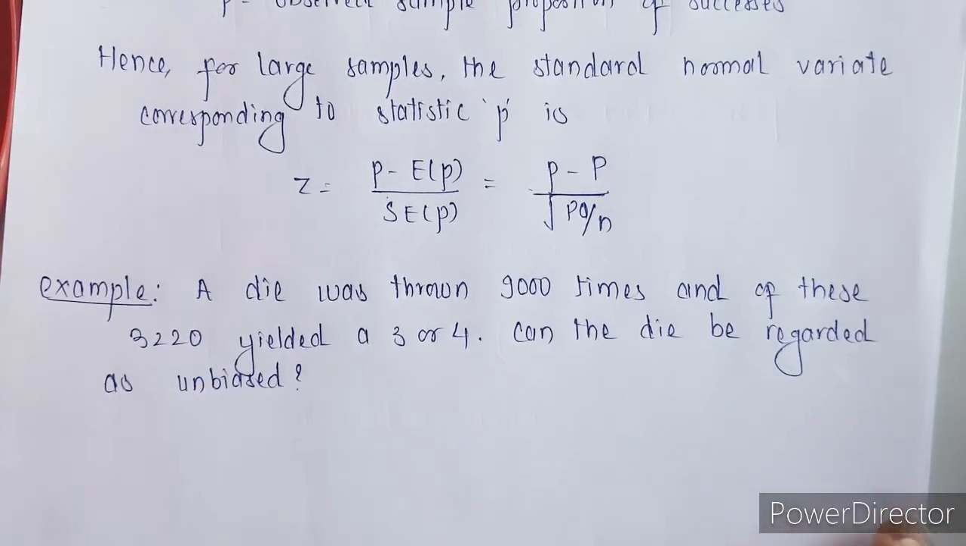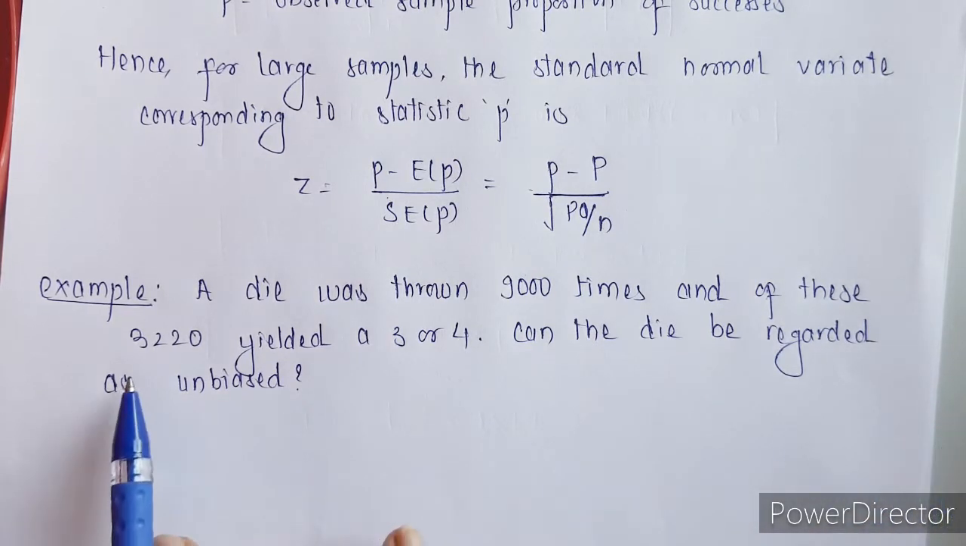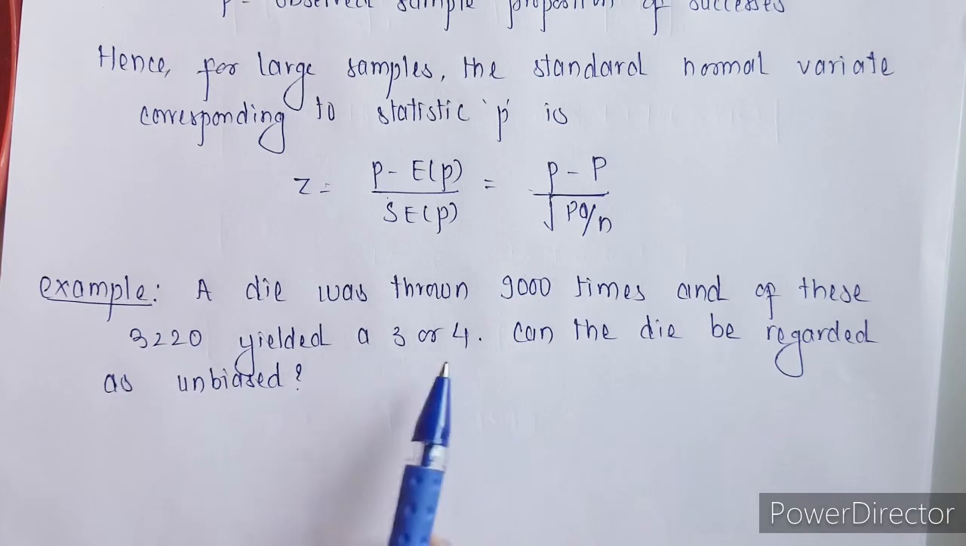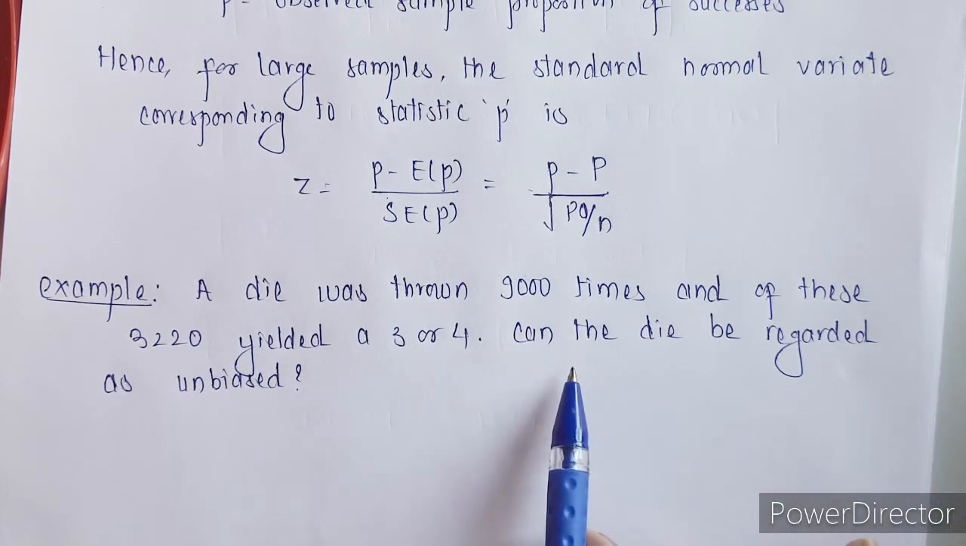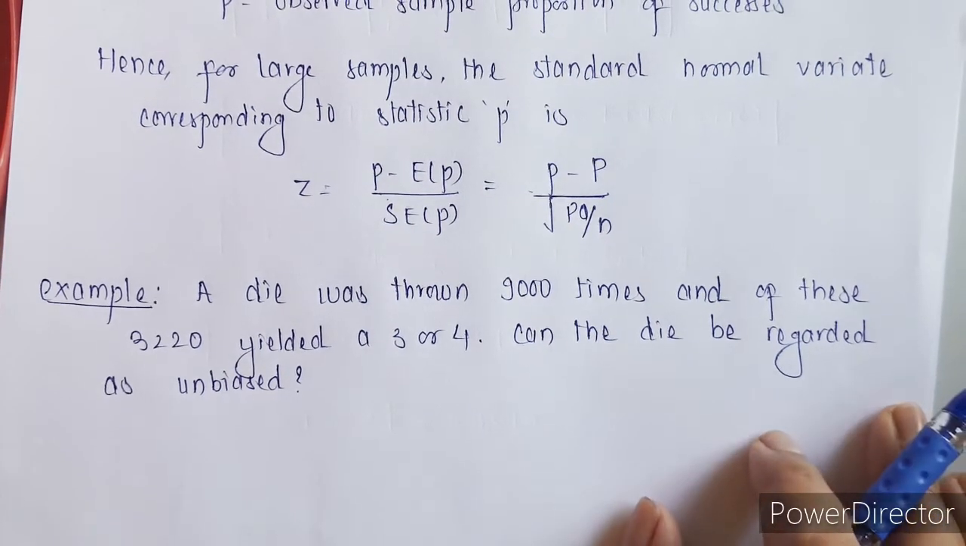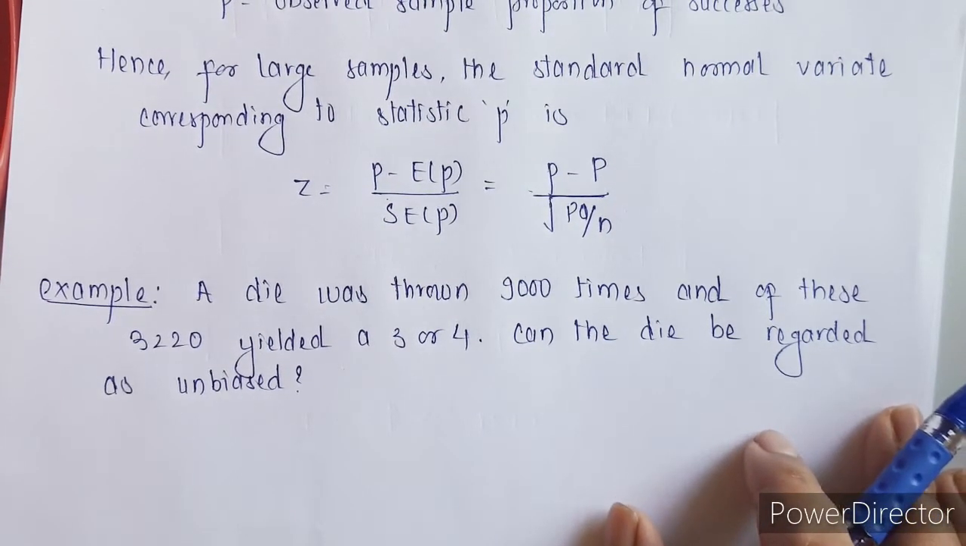Okay, so let's discuss one example. A die was thrown 900 times and of this 3220 yielded a 3 or 4. Can the die be regarded as unbiased? So we just have to check whether this die is biased or unbiased.